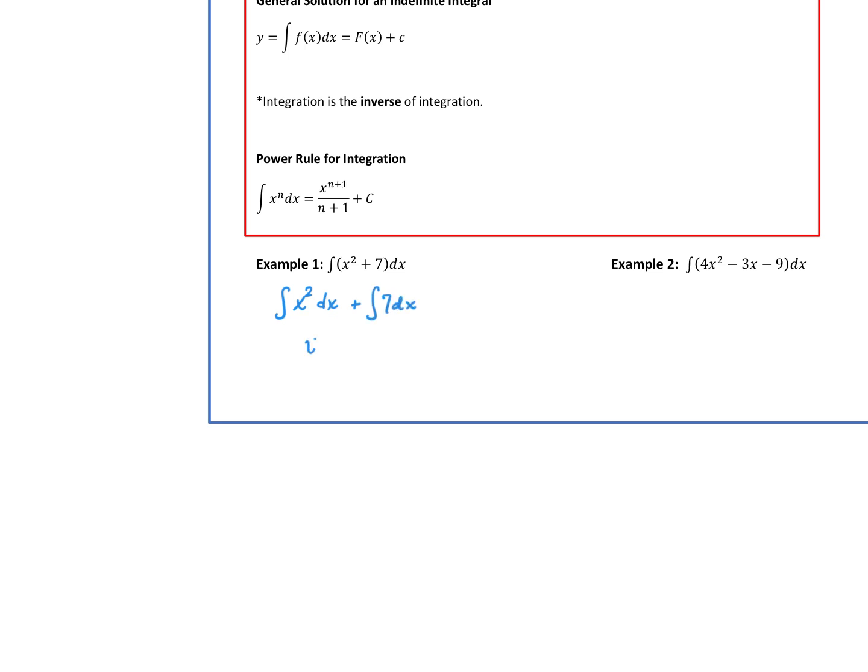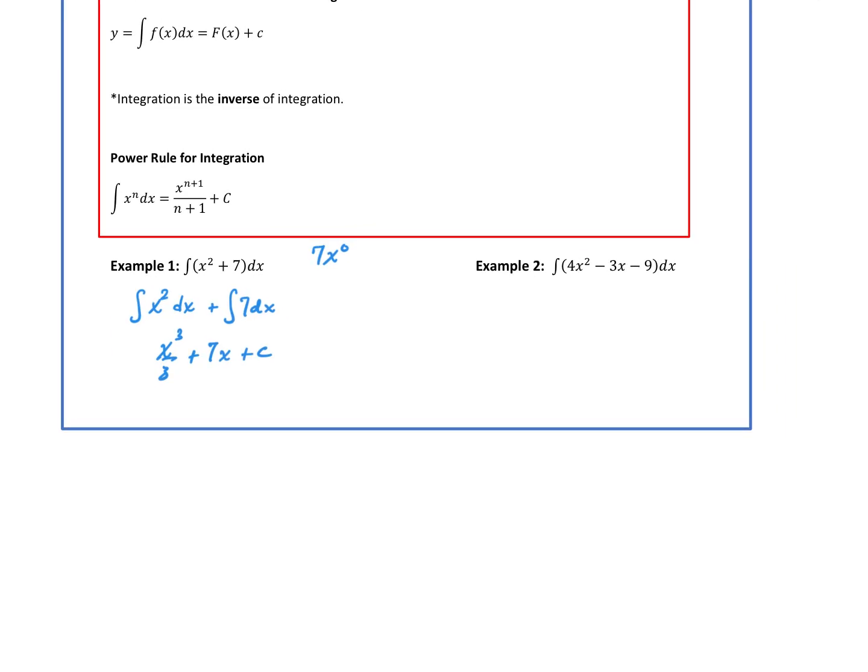So we go up by 1, divide by the new power. So 7, a constant, is a variable but to the 0 power, right? Because x to the 0 is 1. So I'm going to raise it up by 1 to get 1. So plus 7x and then plus c. So here we've got 4x cubed over 3, 3x squared over 2, minus 9x plus c.